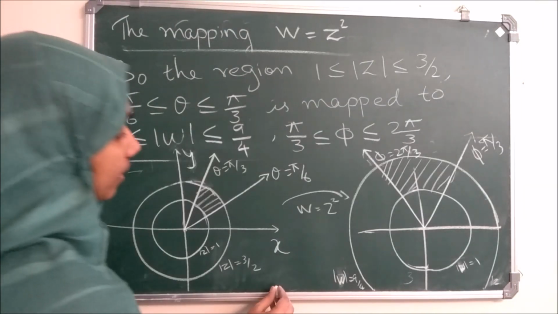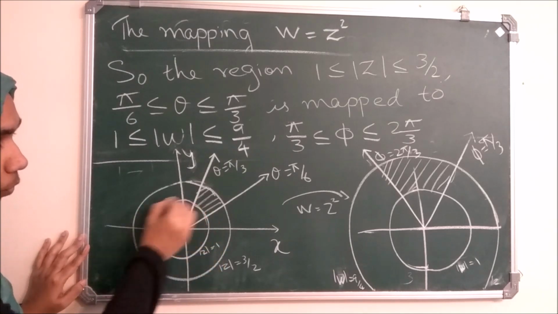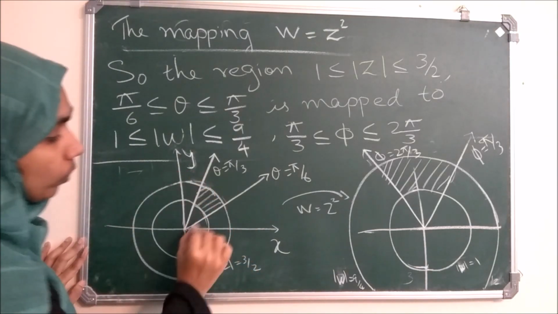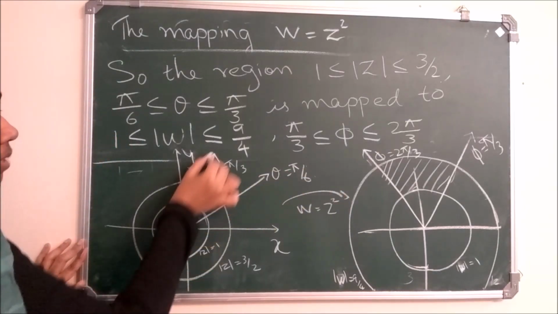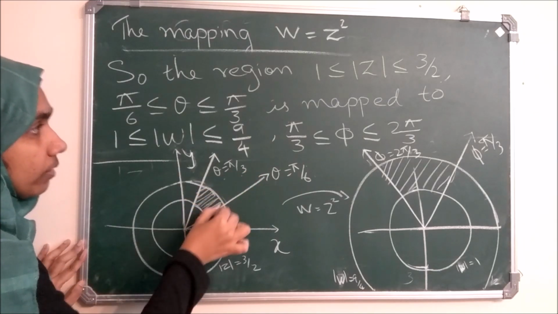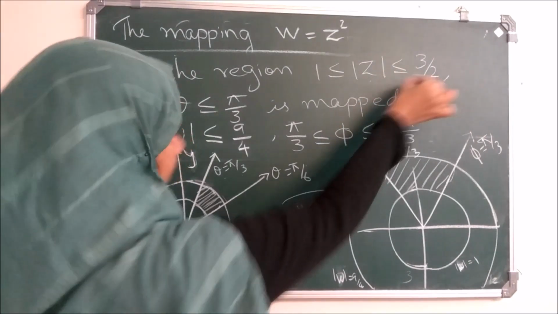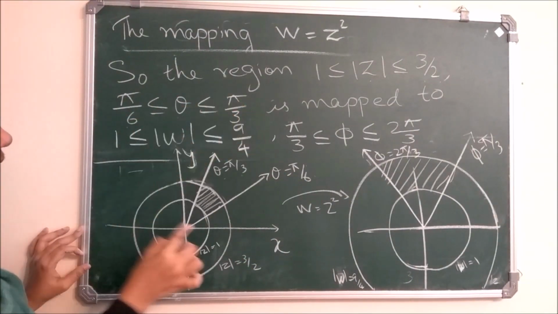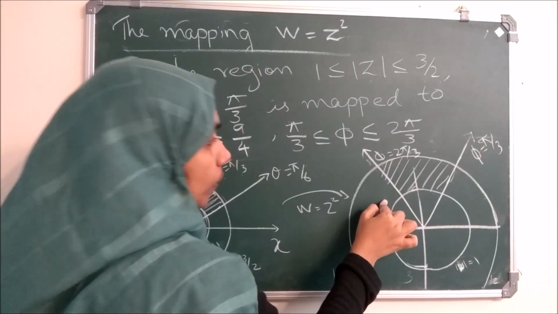You can represent this mapping as shown in this figure. You can see that this is mod z equal to 1 and this circle is mod z equal to 3 by 2, and this ray represents theta equal to pi by 6 and this ray represents theta equal to pi by 3. So this will be the given region 1 less than or equal to mod z less than or equal to 3 by 2 and pi by 6 less than or equal to theta less than or equal to pi by 3. So this region is mapped to this region.